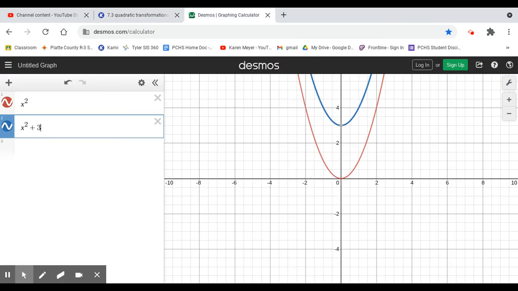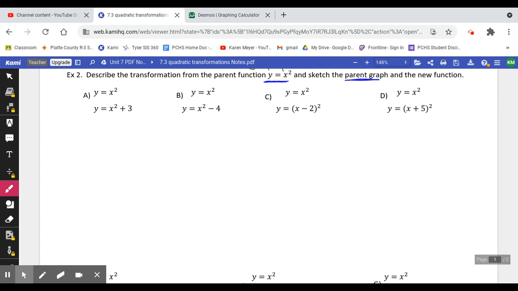So over here at Desmos, I have x squared typed in, which you can see color red next to it. So that's the red graph. That looks like the one we did up above. The second slot, which is my blue one, is x squared plus 3. So if I'm comparing my red one to my blue one, does everybody notice I just went up 3 spaces? And when you look at the equation, does everybody notice that right here at the end it says plus 3? And if it says plus 3, then that means you're going up 3. So for this one, I would say up 3.